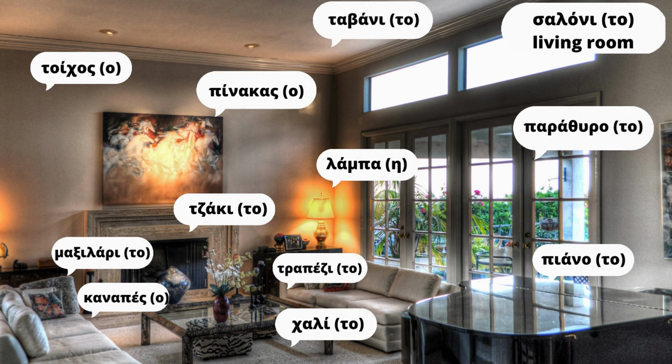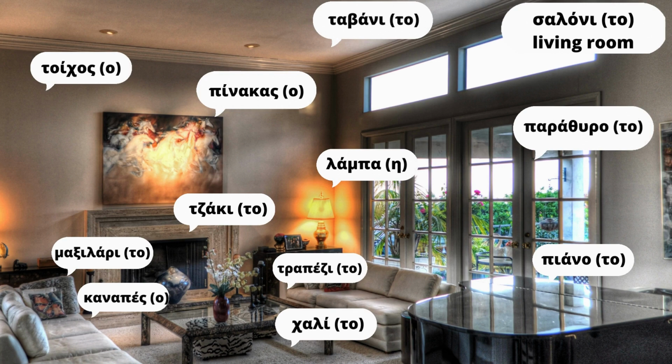And of course on the sofa usually we have pillows. So the pillow in Greek is called maxillari. Maxillari. It's a neutral gender. To maxillari. In front of the sofa there is usually a small table. So the word for table in Greek is trapezi. Trapezi. Of course, it is a neutral gender because we have the definite article to afterwards, to trapezi.